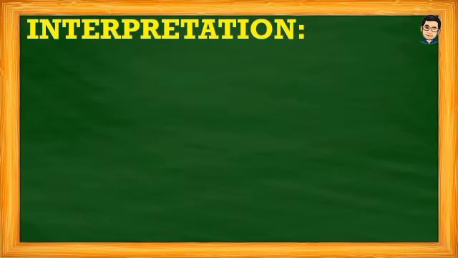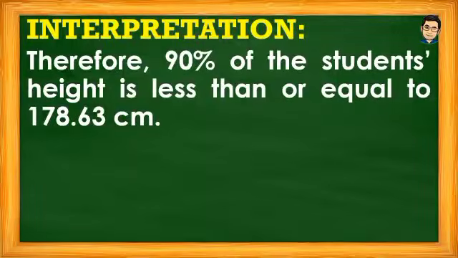Now, to interpret our result, since D sub 9 siya, therefore, 90% of the students' height is less than or equal to 178.63 centimeters. And then, counterpart ng 90% is 10%. That is, kung i-interpret natin siya using that, therefore, 10% of the students' height is greater than or equal to 178.63. So, maaari yung mga height nun is 179 and 180.